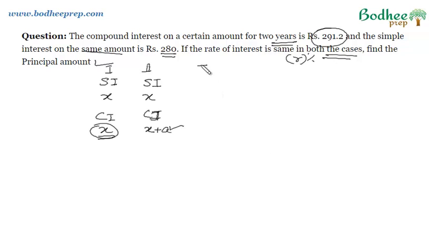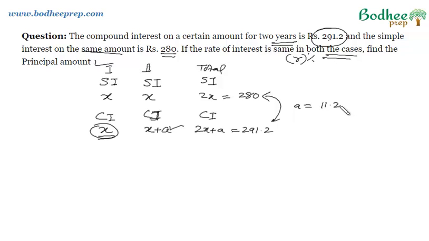So if I want to do the total amount for simple interest, definitely the total amount will be 2x, and for the compound interest it will be the sum of these two, so it will be 2x plus A. This as per the question is 291.2, and the simple interest is 280. So it is very clear with this equation that we can get the value of A to be 11.2. So this is the extra amount he would be getting because the rate of interest was compounded.